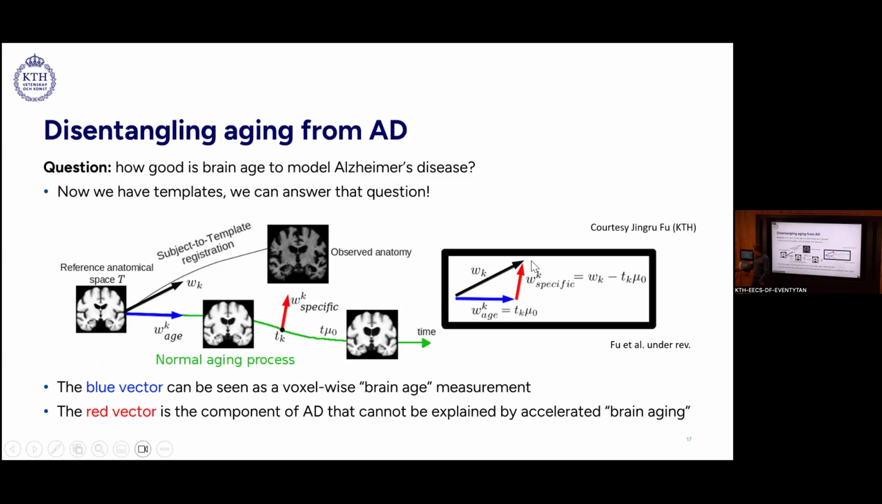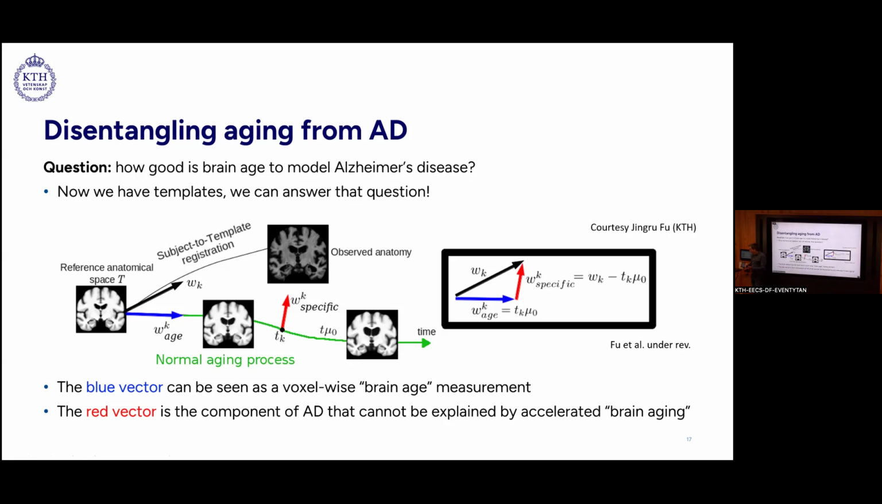You can see this vector. You can use the component that is following the normal aging, and you have this other component that is more specific for the disease. So if this red arrow is 0, that means that brain age is the only factor that determines Alzheimer's. If you have this red one that is different from 0, that means that there are some other things going on.